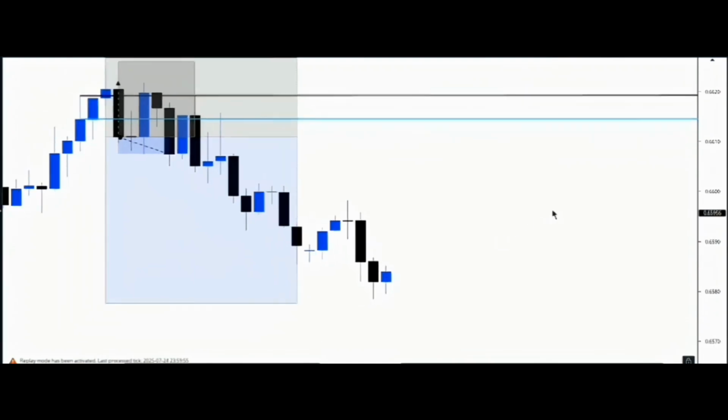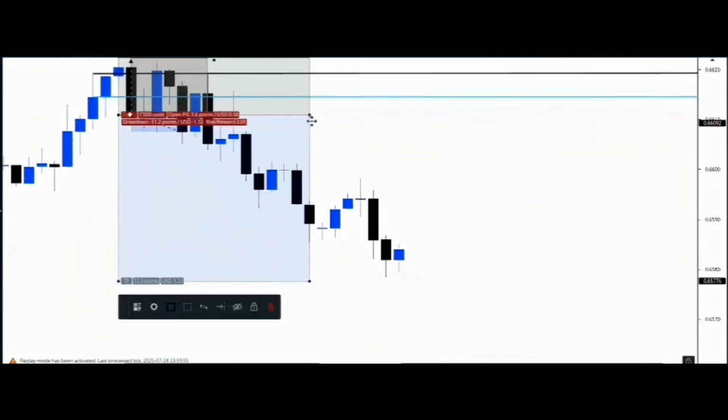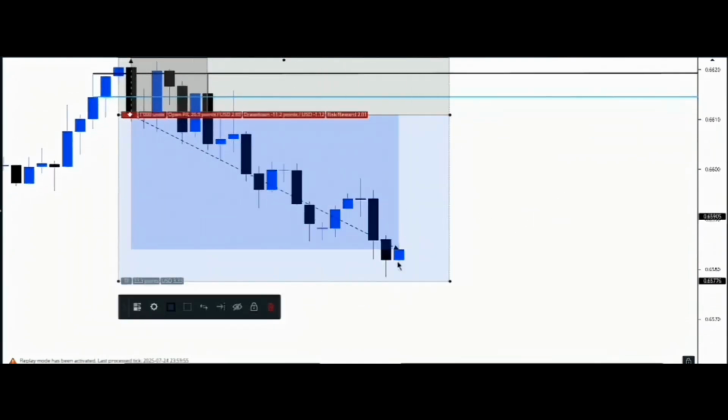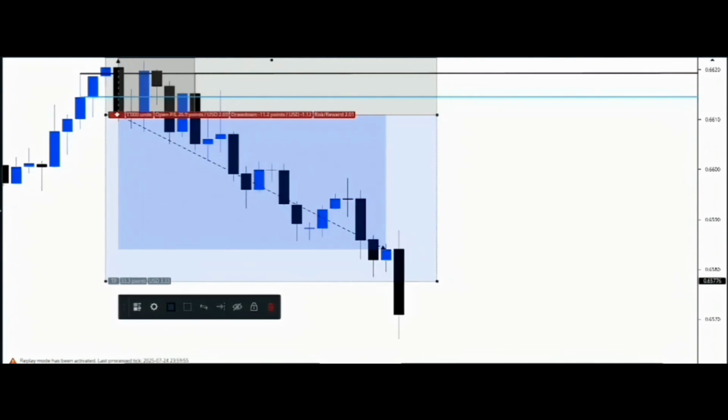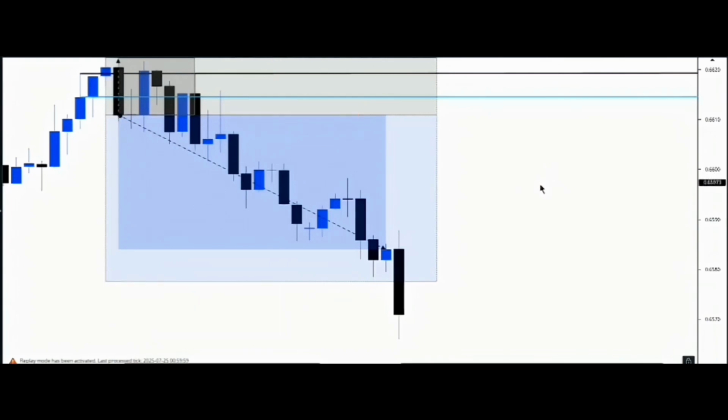Boom. Can you see that? I think it has smashed our TP. Let's see. Not yet. Just a little more. Boom. Can you see that? 1 to 2. Simple. Now, let's look at another example. We go back to the daily time frame so that you will know I'm not cherry picking.